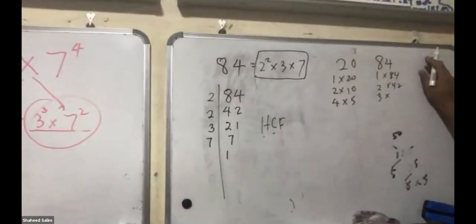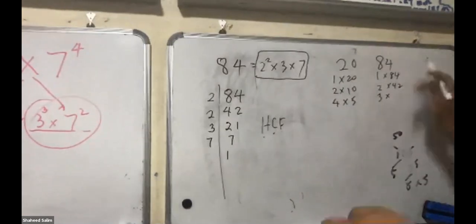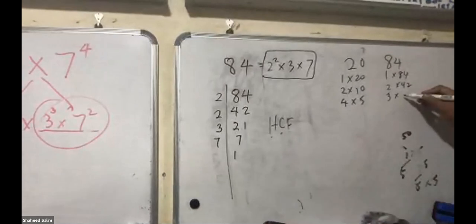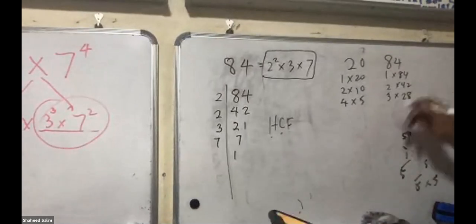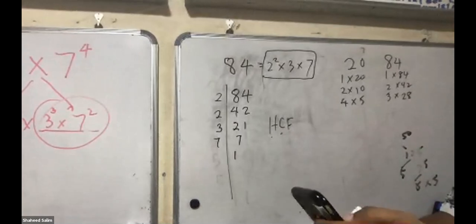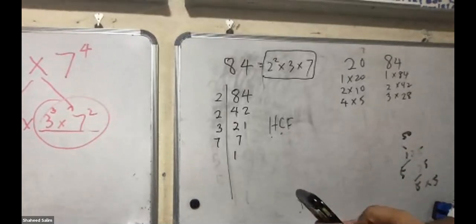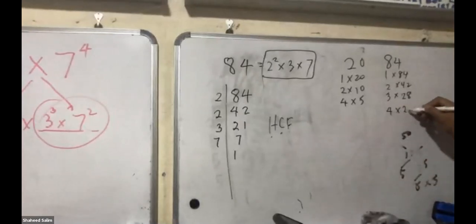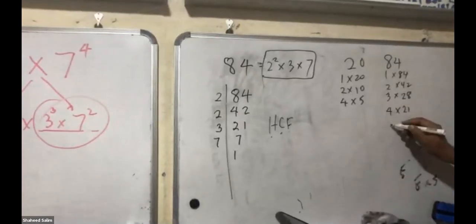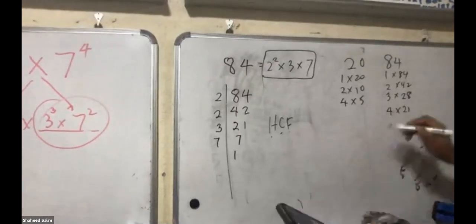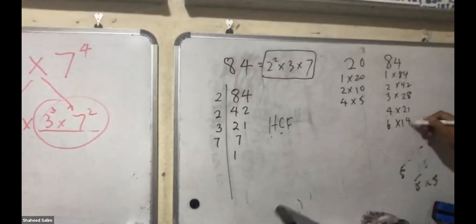3 times what? Let me see. 84. 3 times 28, I think. Hold on, sorry. 4 times 21. 5 cannot, 6 cannot. 6 times 14. Now 7.